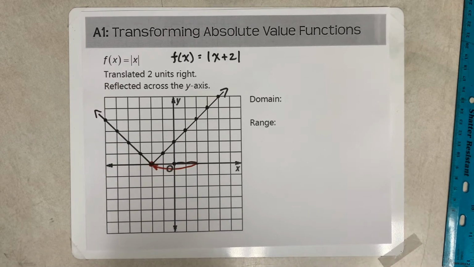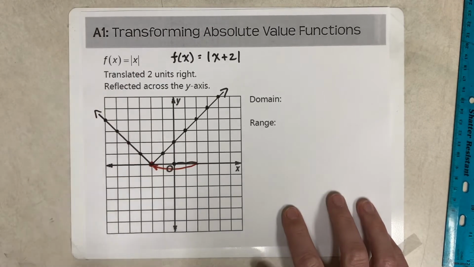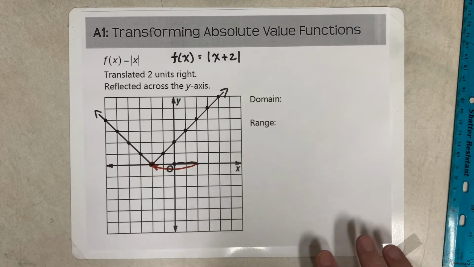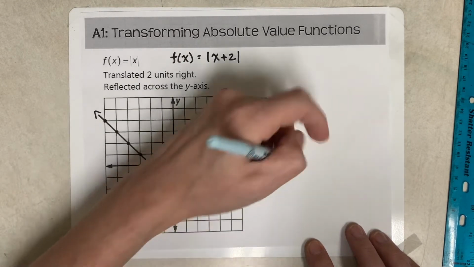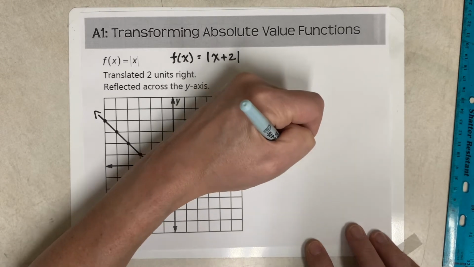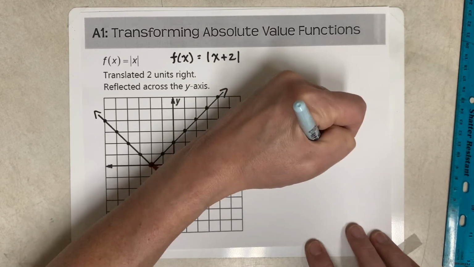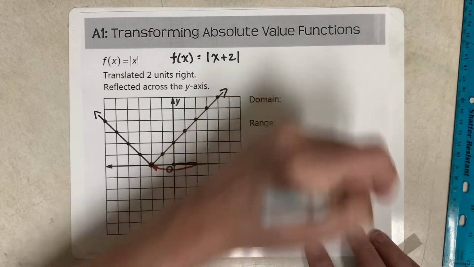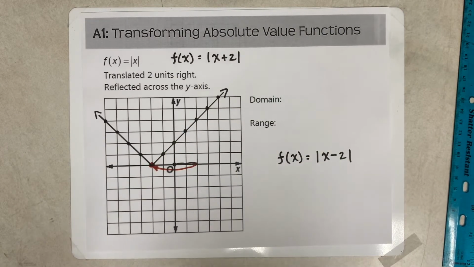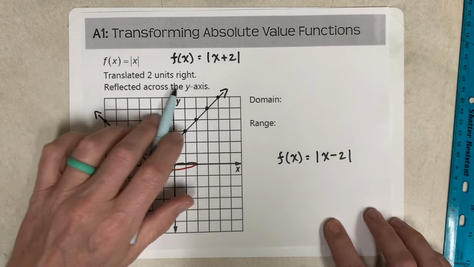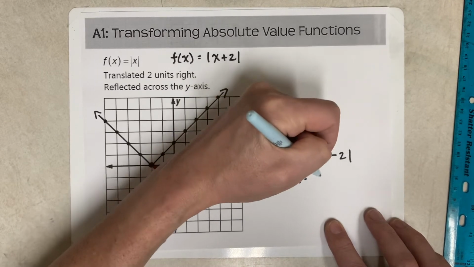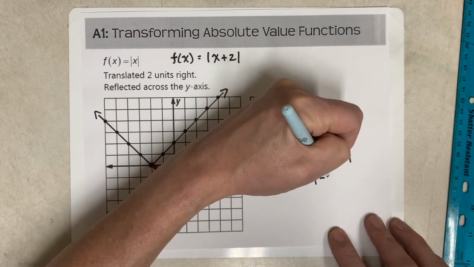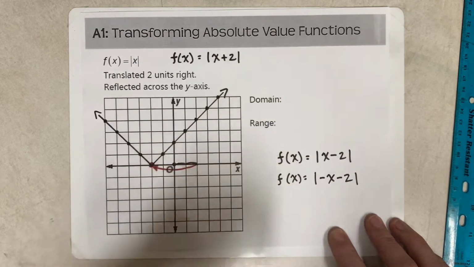Now, what if you didn't have the graph to look at and all you had were these words? Well, if you look on your graphic organizer, the first thing, translate 2 units to the right, you're supposed to do f of x is equal to x minus 2, right? Because if you translate to the right, it says to subtract from x inside the parentheses or the absolute value bars. Then it says to reflect it across the y-axis. So now, the second move would be to take the x and replace it with negative x minus 2.